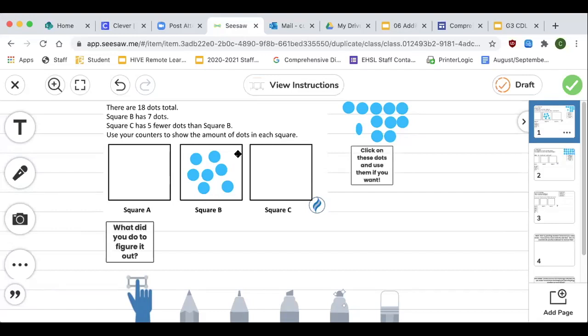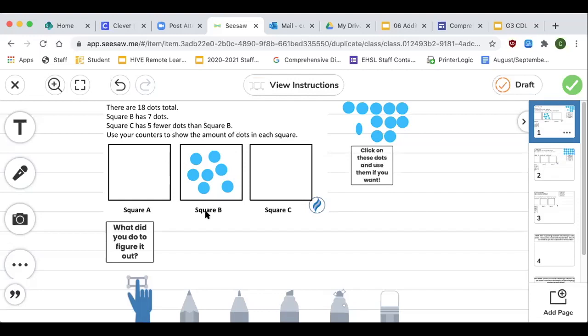Part of showing your work is following the problem and doing what it asks you to do. The problem says square B has 7 dots. So 7 dots are now in my square B. Then I'm going to use the dots to solve the rest of the problem. Square C has 5 fewer dots than square B. So I need to figure out what 5 less than the dots in square B are.